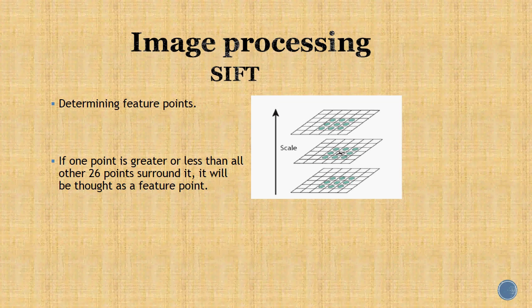How do we determine feature points? We check every pixel in DOG space, and if this pixel is greater or less than all the other 26 points around it, none of the high level, none of the low level, and 8 surrounding it at the same level, this pixel will be selected as a feature point. The next step should be filtering feature points, but it requires a lot of time to explain, so I won't do that here, but I stated it in my thesis.